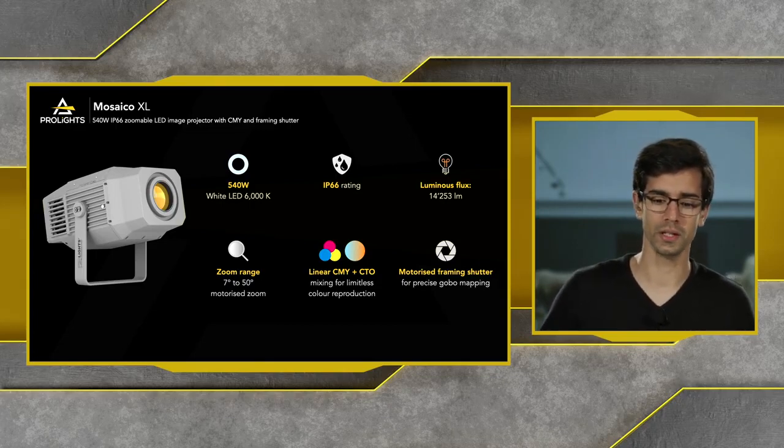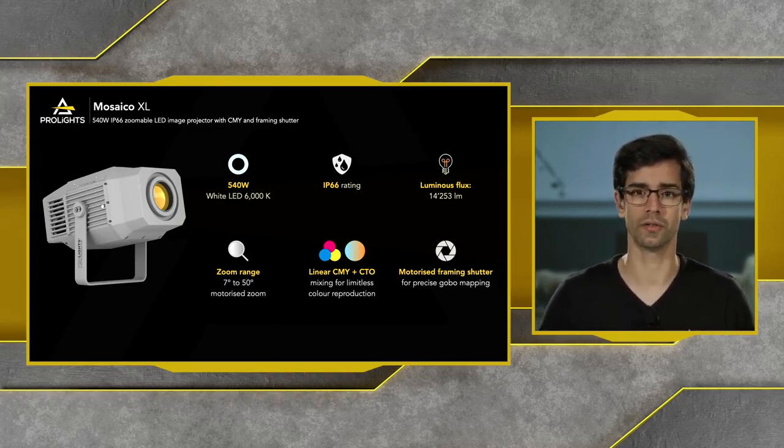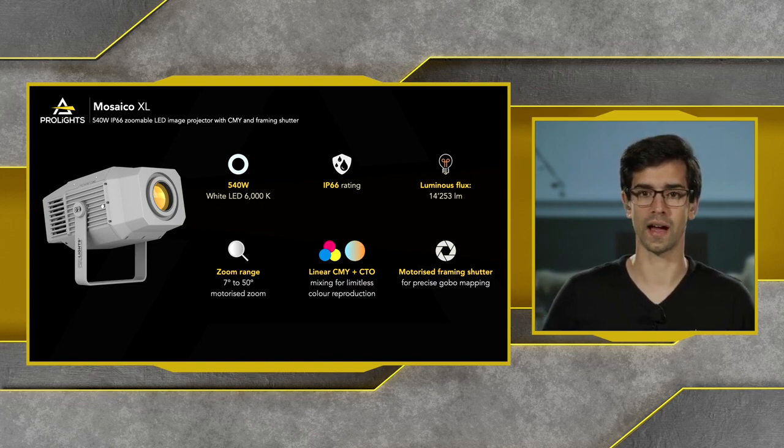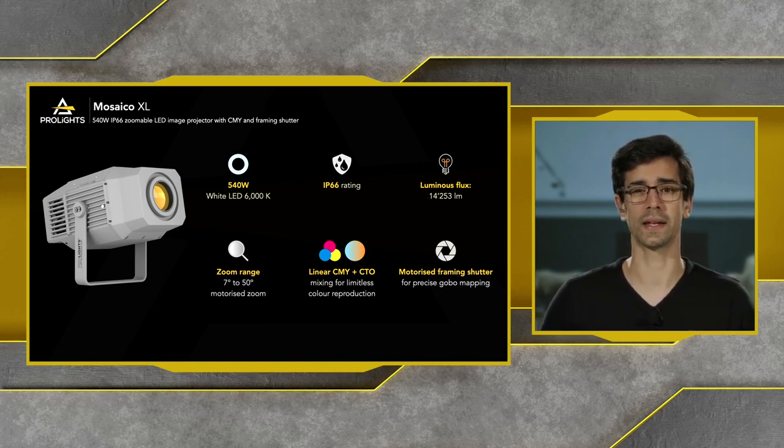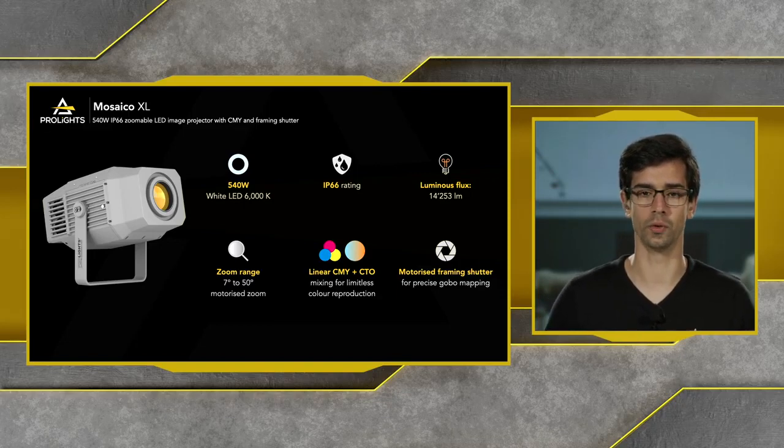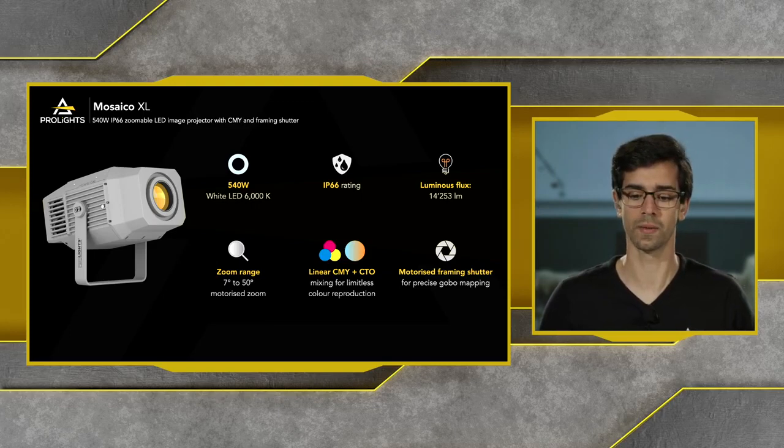The color system here is a little bit different from the Junior and the Mosaico. We've got a linear CMY with CTO control, so there's almost a limitless choice of colors that we can do with the Mosaico XL, thanks to the linear CMY flags inside. And finally, we have a motorized framing shutter.